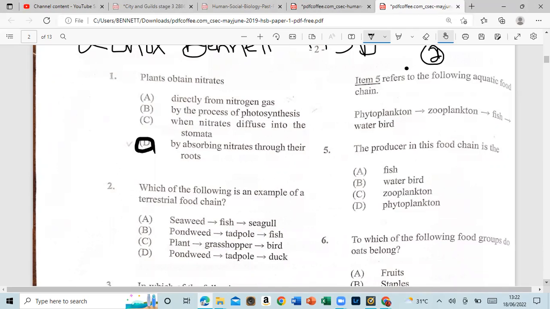Which of the following is an example of a terrestrial food chain? A. Seaweed, fish, seagull. B. Pondweed, tadpole, fish. C. Plant, grasshopper, bird. Or D. Pondweed, tadpole, duck. And that's C. Plant, grasshopper, bird. Producer.